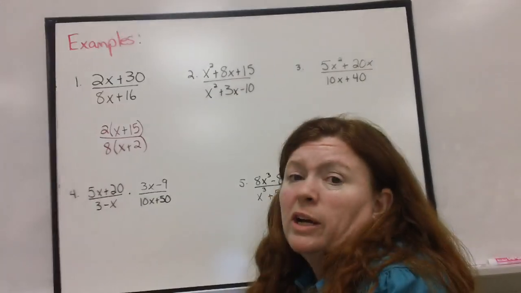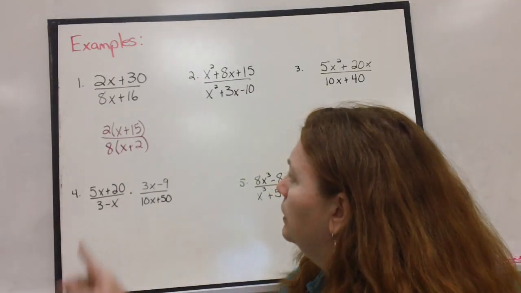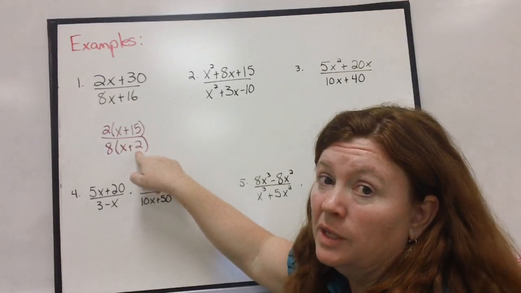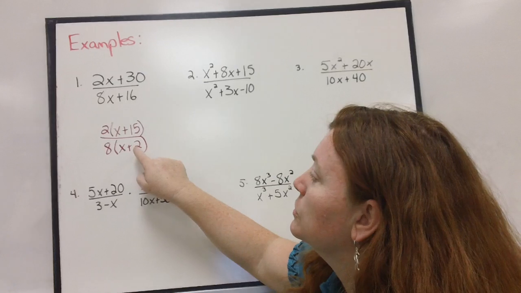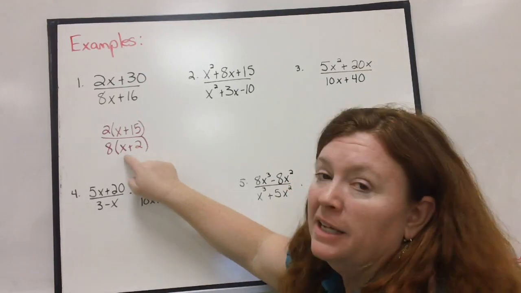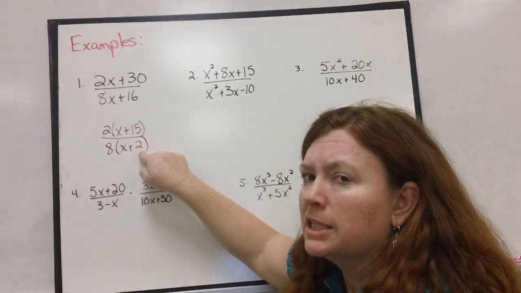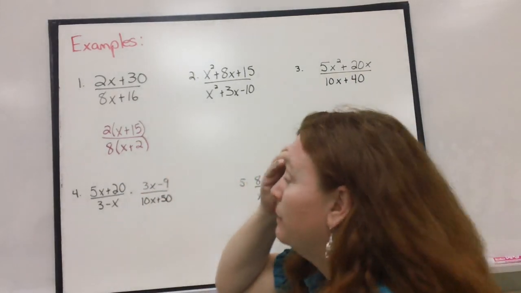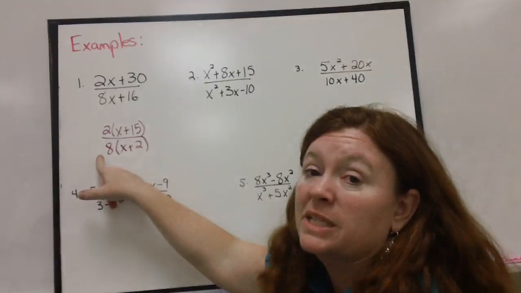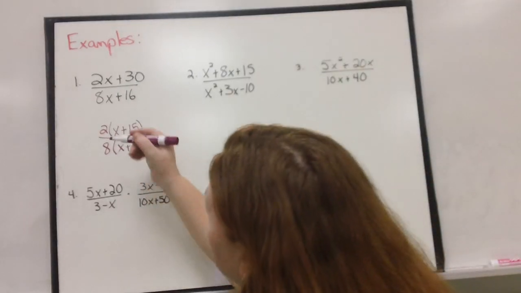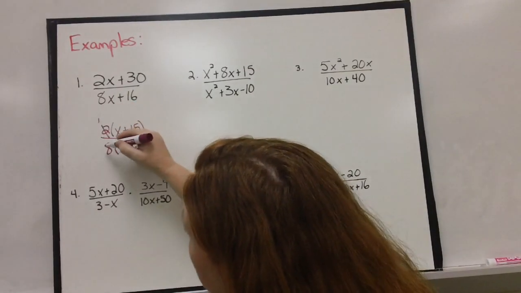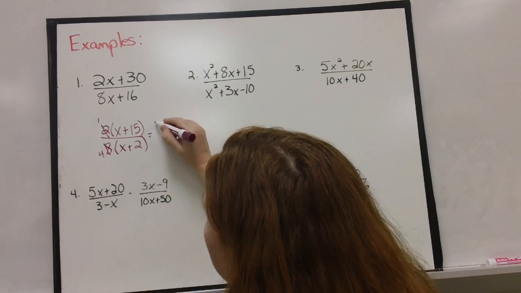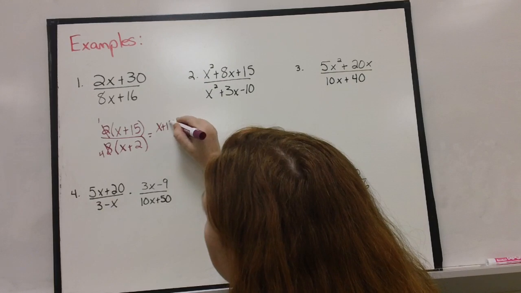Now the question is, what could I cancel? Well, this 2 cannot cancel with this 2 because this 2 is chained to the x. Either I cancel it with a whole x plus 2 or I don't touch. All right, so no touching. Can't mess with that. But this 2 can go into this 8. So let's see. 2 goes into itself once. 2 goes into 8 4 times. And I have a final answer of x plus 15.